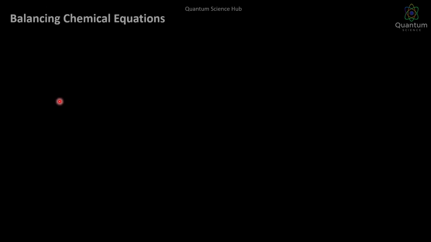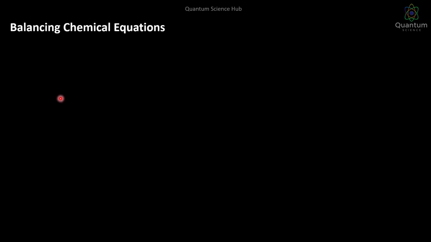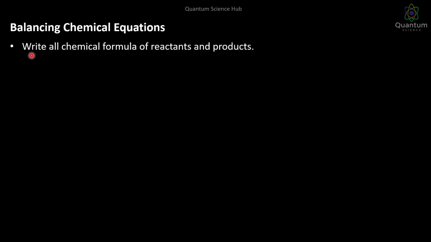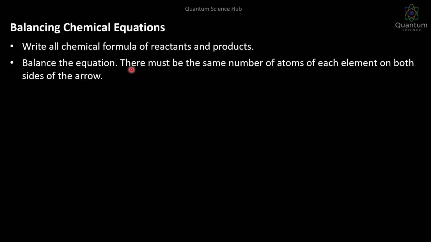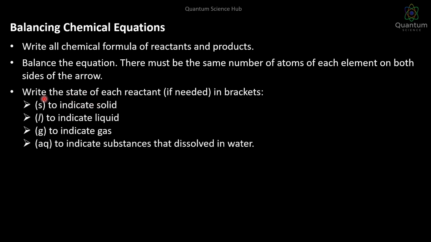Now let's talk about how to balance a chemical equation. So first of all, we have to write all the chemical formulas of reactants and products, and then balance the equation. And there must be the same number of atoms of each element on both sides of the arrow. Write the state of each reactant if needed in brackets. In brackets, S means to indicate a solid, L to indicate a liquid, G for gas, and AQ to indicate substances that dissolve in water.